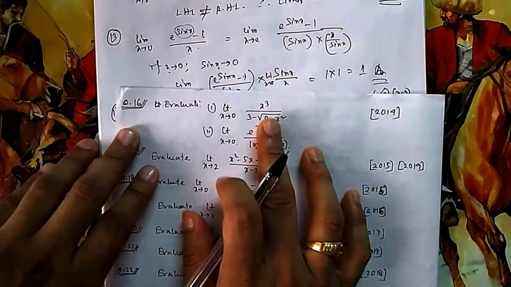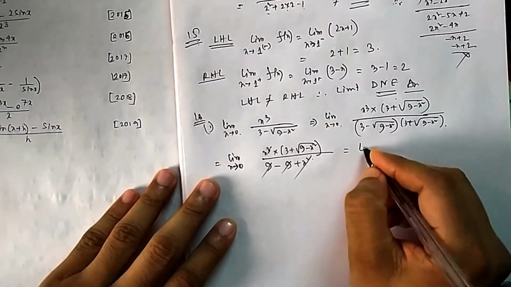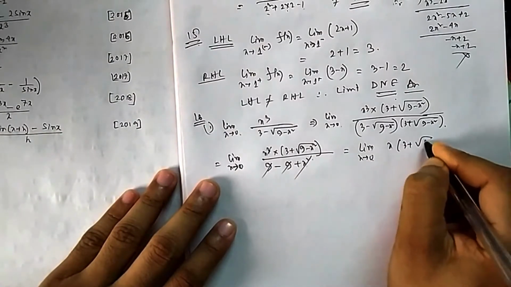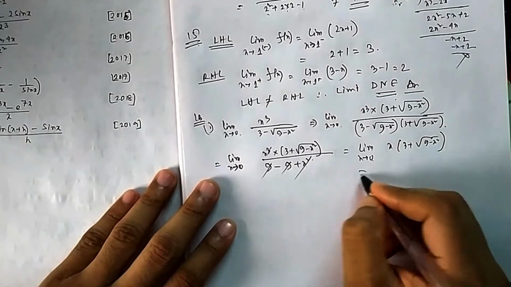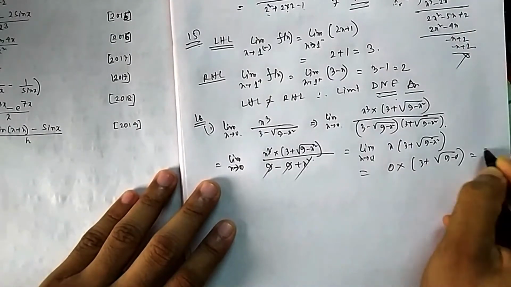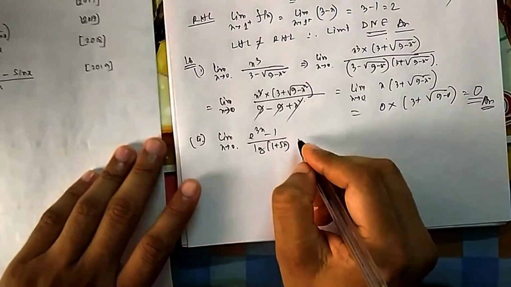If you come to 16, again this is a rational fraction, so you rationalize it. You can see this x square will cancel out. So ultimately what is left is limit x tends to 0, x into 3 plus root 9 minus x square. Now you put x equal to 0 and see whether there is any problem or not. It is 9 minus 0, so no problem, 0 into something is 0, so that is your answer, 0.